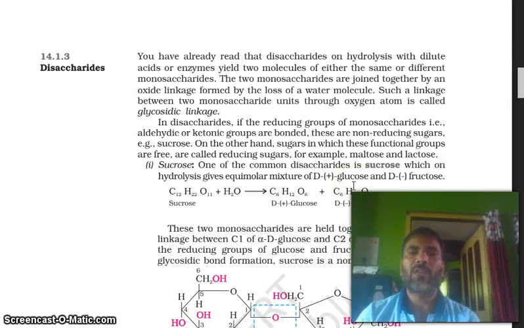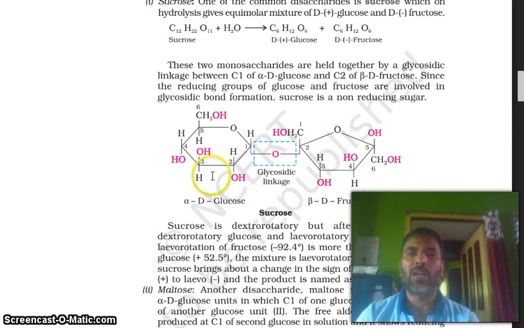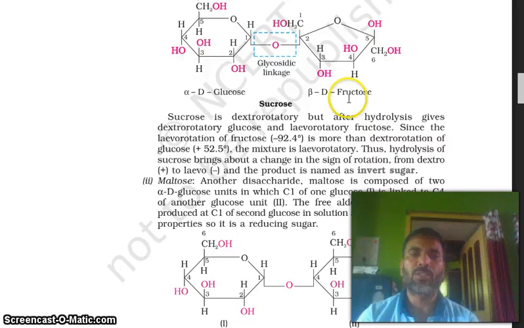Now disaccharide, you have already read that disaccharide on hydrolysis with dilute acid or enzyme gives two molecules that are either the same or different monosaccharides. The two monosaccharides are joined together by an oxide linkage formed by the loss of a water molecule. So look at here, sucrose gives D-glucose and D-fructose. Now you see how it is attached, D-fructose and D-glucose. Alpha D-glucose here and this is beta D-fructose. This is the structure of sucrose.